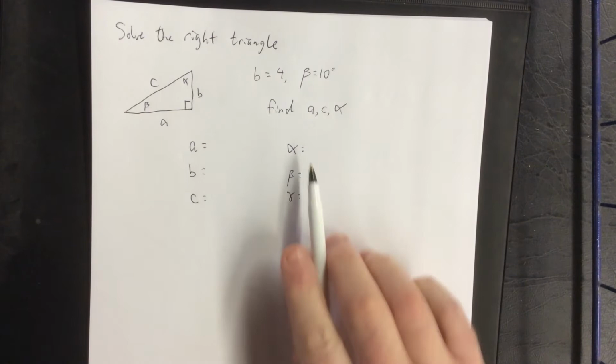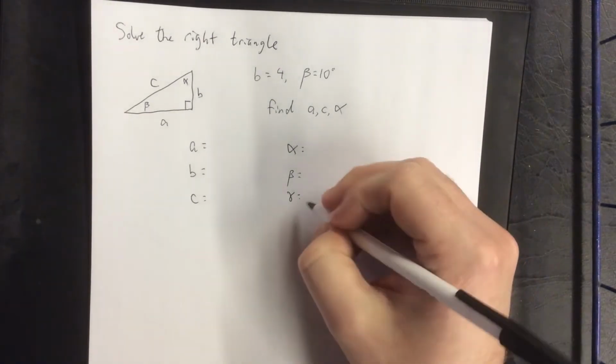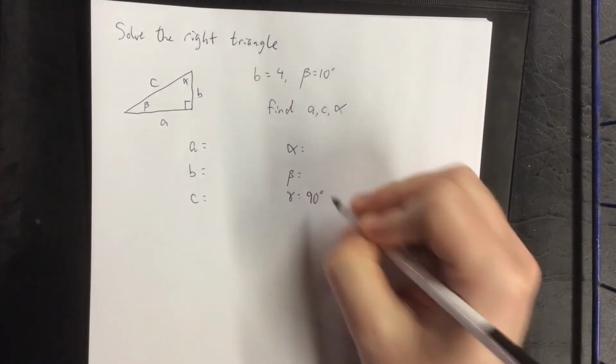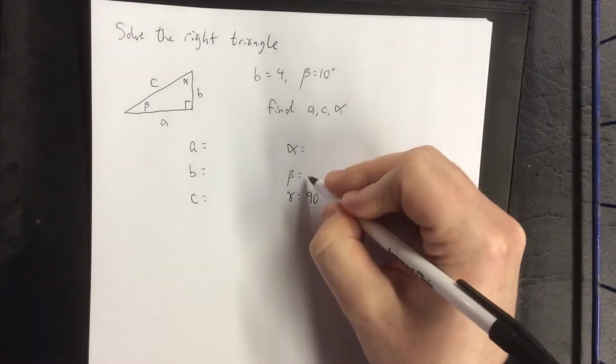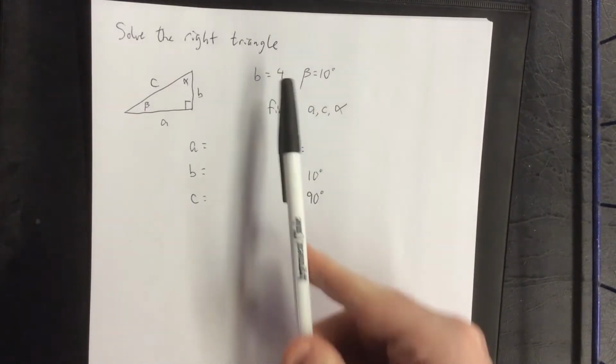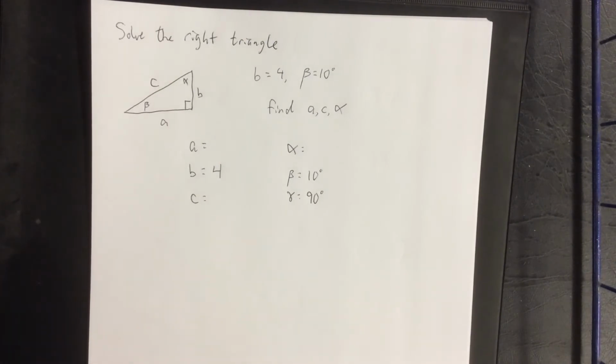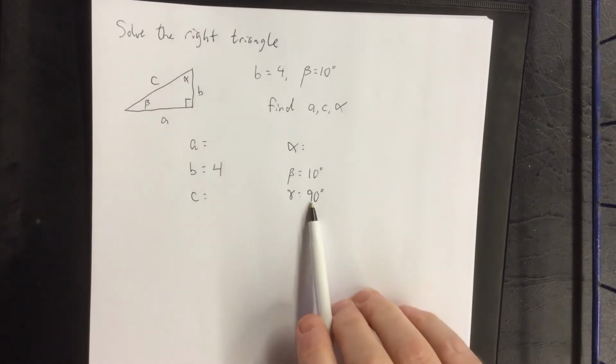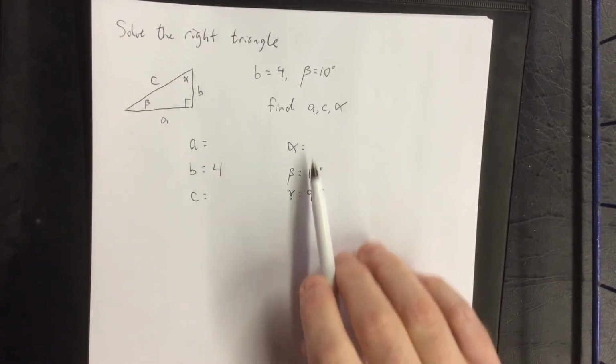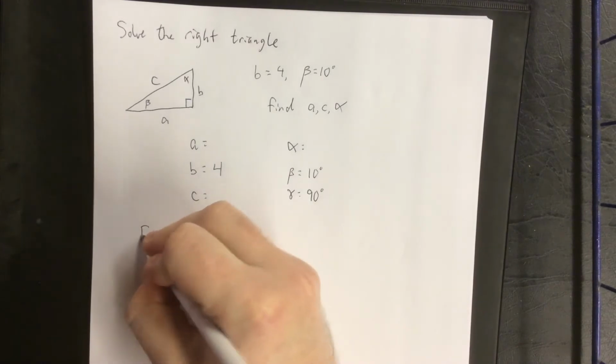So 3 sides together, 3 angles together. Gamma is our right angle in this case. We were told that beta is 10 degrees, and that B is a side length of 4. Now with this in mind, the order in which we do these things, there's a little bit of freedom to it. First thing that I notice is since I have 2 of the angles, I can find the third angle.